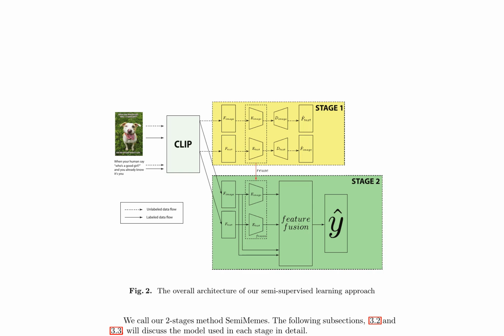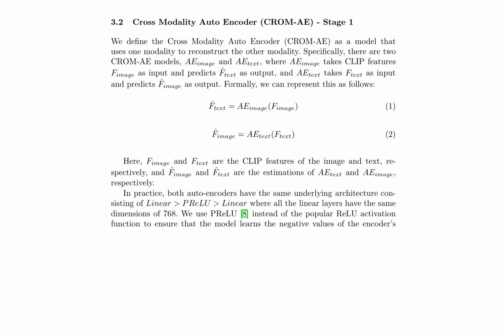RawNCook. The proposed semi-supervised learning approach, called Semi-memes, consists of two stages: cross-modality autoencoder, CroMAE, and raw and cooked features classification model, RawNCook. In stage 1, CroMAE is employed to capture the underlying distribution of each modality. Two CroMAE models, AE image and AE text, are trained separately using the mean square error loss function to reconstruct one modality from the other.